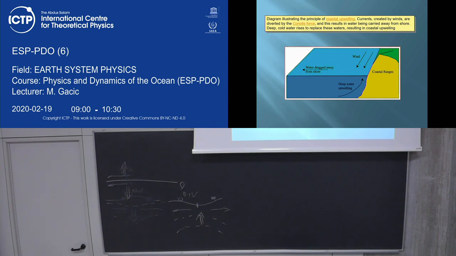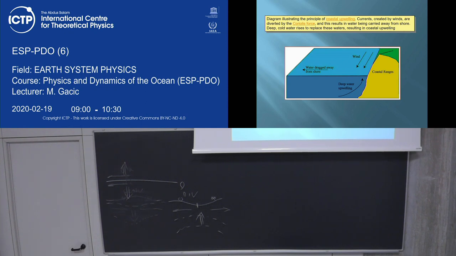The coast is a fixed boundary, and there is no way that water is lost or gained through the coast. Okay, and due to this boundary condition, we have this coastal upwelling.